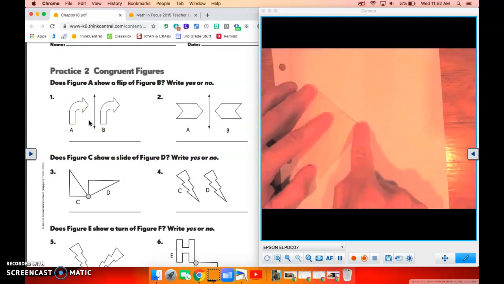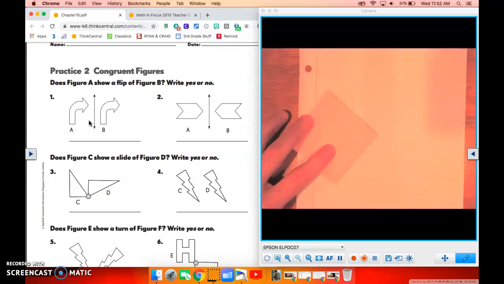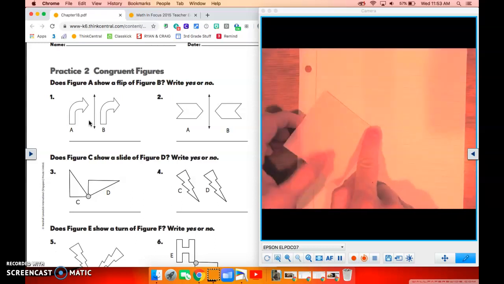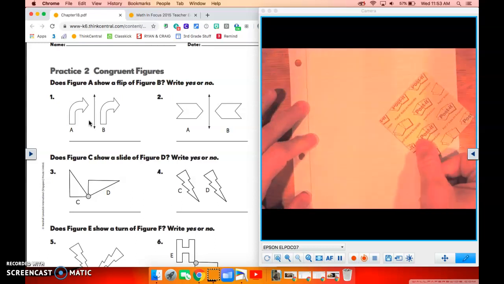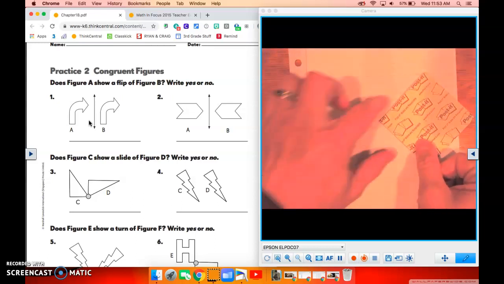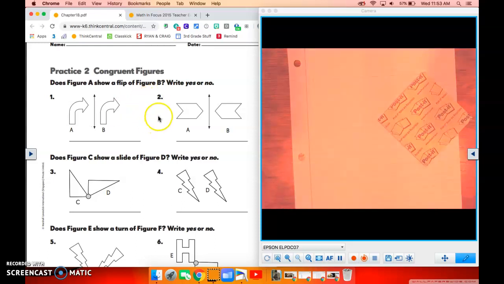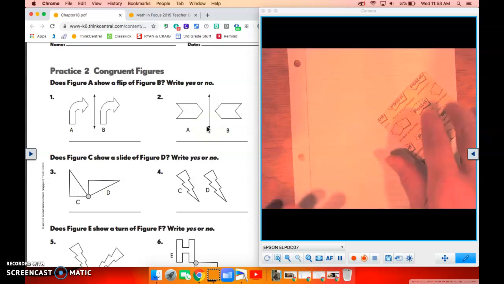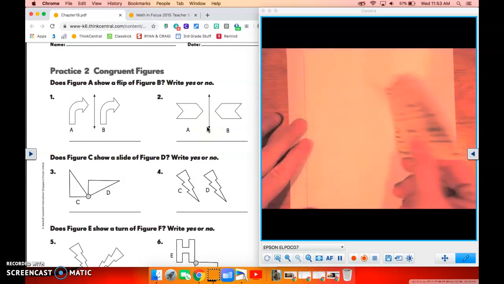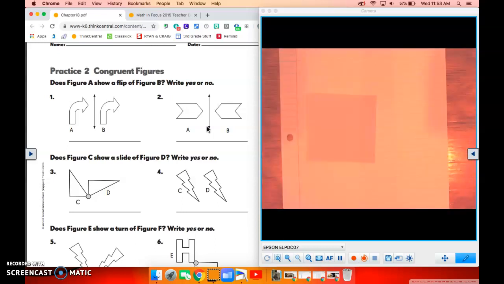Now B, I'm going to use my arrow here kind of as my helper. That's going to be my little arrow. If I flip it, now my arrow's pointing that way, right? So A and B for number 2 do show, yes, it does show a flip. Now 3 and 4, so the flip again is this way, right? There's your flip. For 3 and 4, it's asking us about a slide.